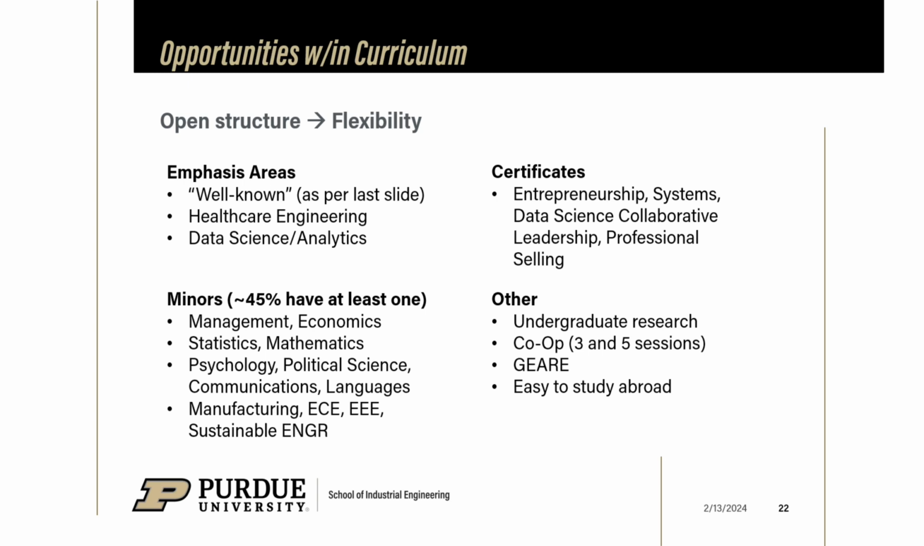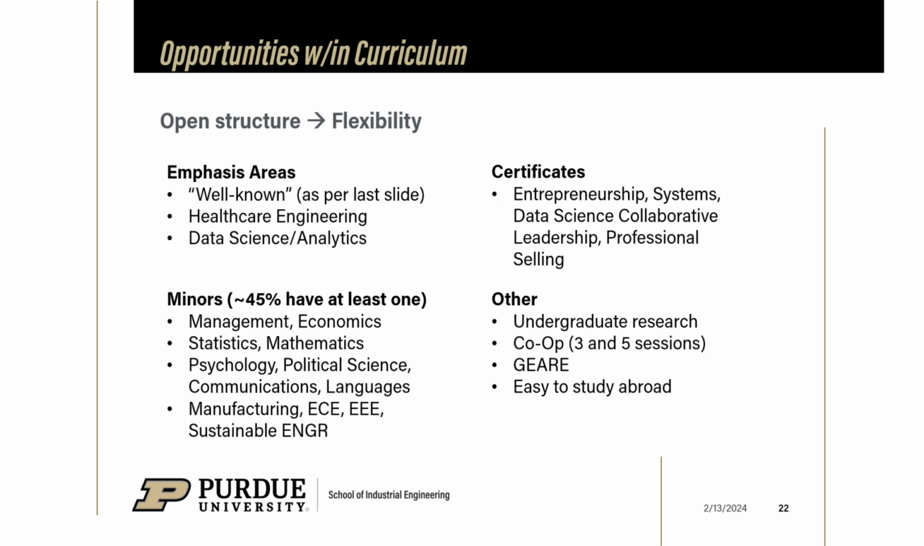And so management or econ minors are very common to see, but also statistics, math, and different certificates like an entrepreneurship certificate, a systems certificate, or the data science certificate are also really common for IEs to take. They tend to have a lot of different interests, and so with the flexibility of our curriculum, we can use your electives to make those goals happen. You just have to talk with your advisor and we can find a path for you.